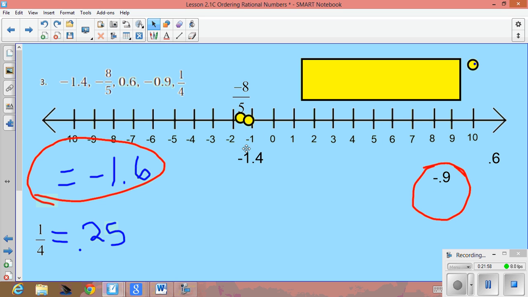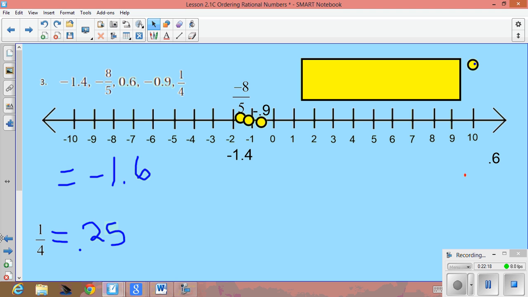So negative 1.4 would go in there. Followed by negative 9/10, which is almost 1. That goes right here. Okay. Then we take a look at the positive numbers. And in the positive numbers, I just have 1 over 4 and 6/10. So this is like 60 cents and this is like 25 cents. So 25 cents would come next. It's just a little bigger than 0. And finally, we have 6/10, which is just a little bit bigger than half, which would be right over here.